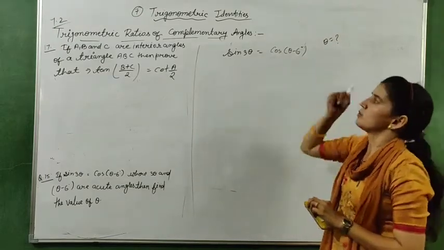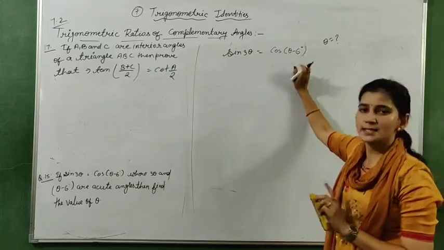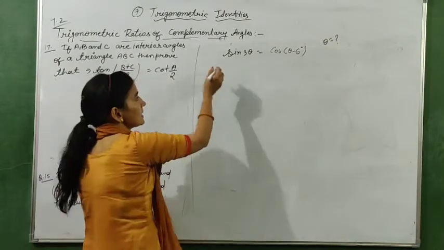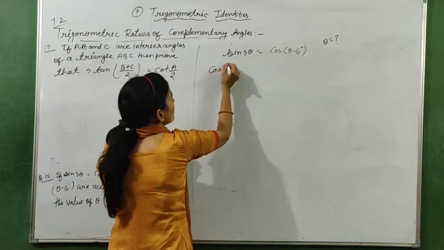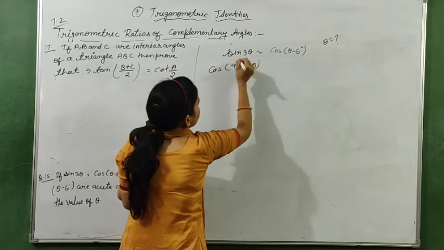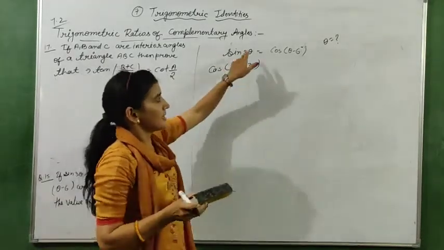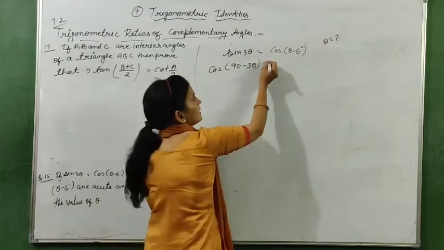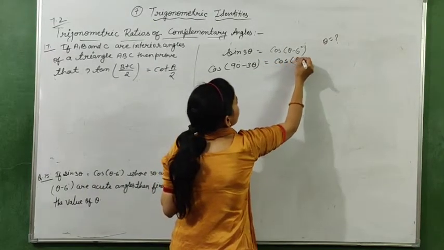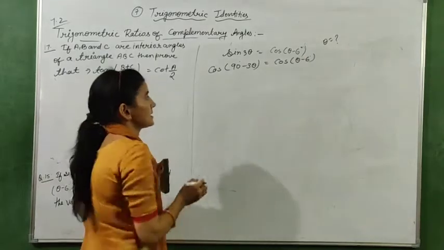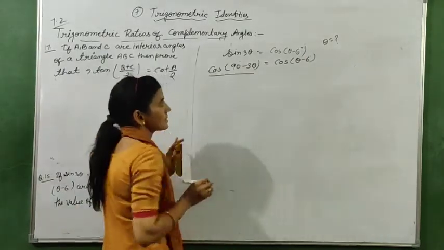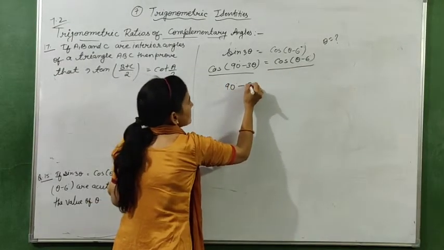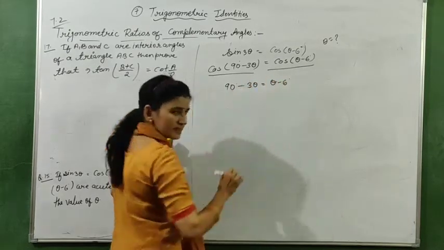Then what is the value of theta? Sin 3 theta is equal to cos (theta minus 6 degree). Students, you know that sin theta is equal to cos (90 minus theta), and sin 3 theta is equal to cos (90 minus 3 theta), and the right hand side is cos (theta minus 6 degree). Now cos (90 minus 3 theta) is equal to cos (theta minus 6 degree). It means 90 degree minus 3 theta is equal to theta minus 6 degree.